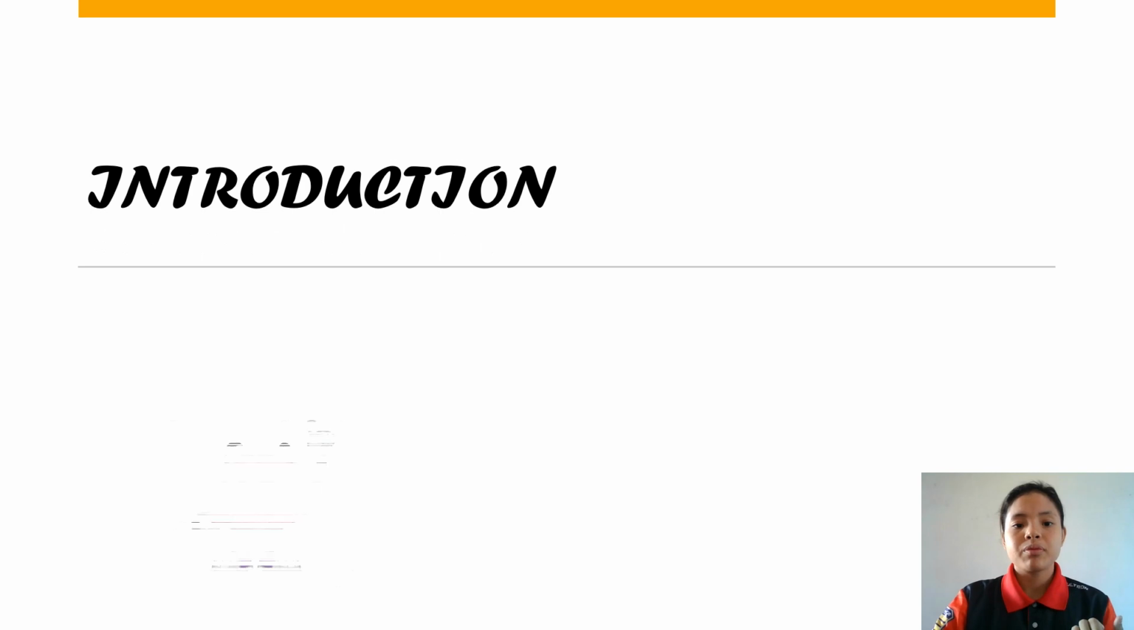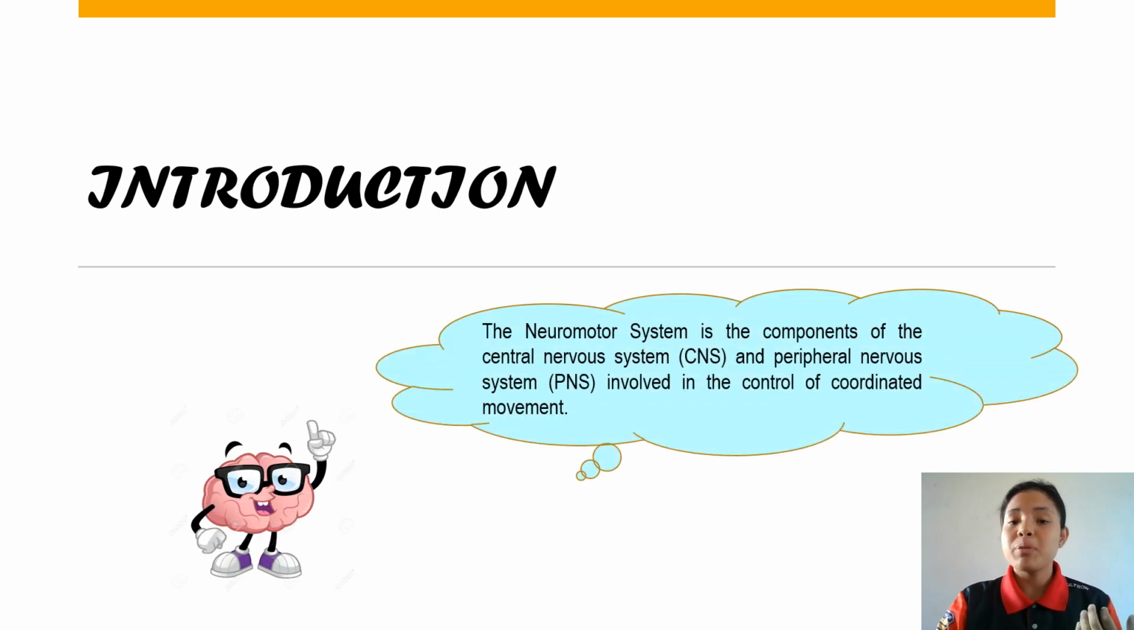So what is neuromotor system? Okay, so the neuromotor system is the components of the central nervous system and peripheral nervous system involved in the control of coordinated movement. What does that mean?